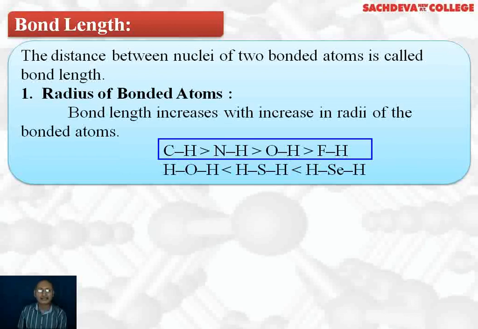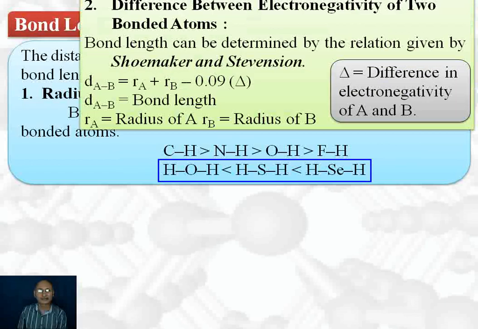Since carbon is bigger than nitrogen and nitrogen is bigger than oxygen and oxygen is bigger than fluorine, that is why the CH bond length is biggest, FH bond length is smallest. Same is case with water. In water there is HOH bond, oxygen is smaller than sulfur, so its bond length is less than SH bond. Selenium is bigger than sulfur, so here bond length is longest.